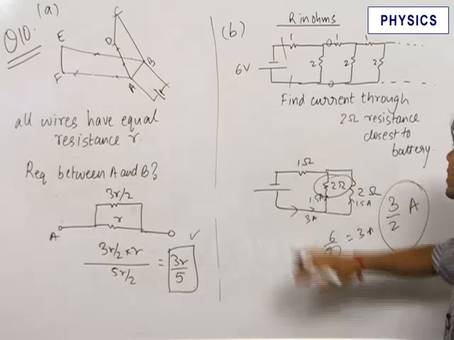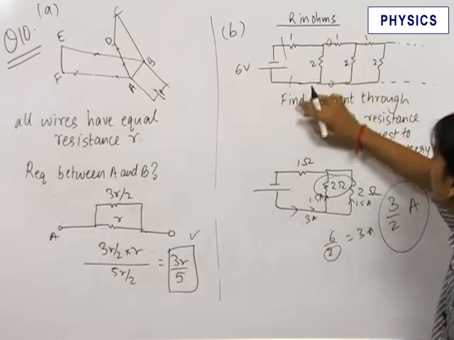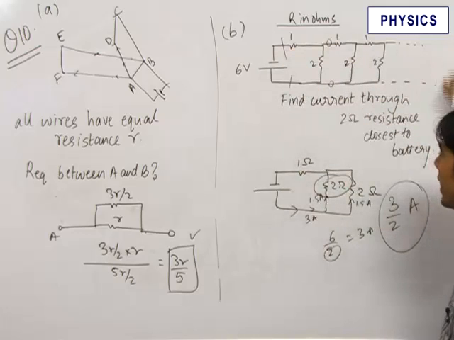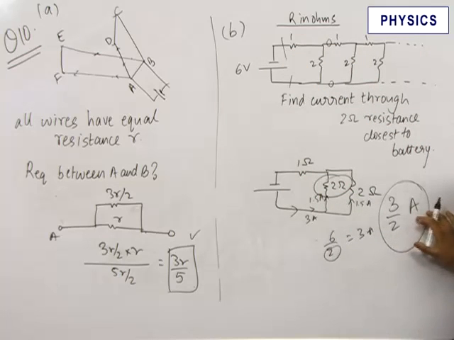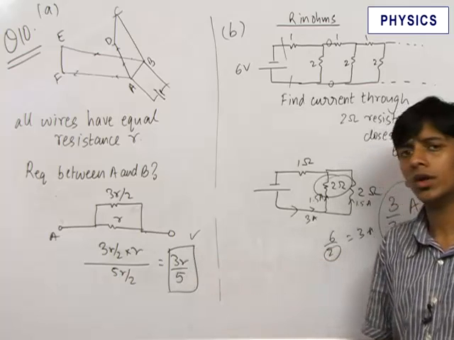So in this question we learned how to solve for current and other things. We can also find the voltage and everything else in the case of an infinite ladder. So the final answer in this case comes out to be equal to 3 by 2 amperes, and in the first case the R equivalent comes out to be equal to 3R upon 5.